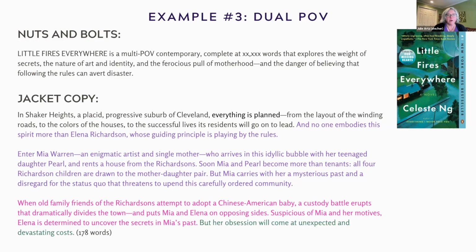So if we know that Elena Richardson is in this planned community and loves playing by the rules, we can already get a picture of who she is and how she's going to react when this enigmatic artist and single mother who is breaking all of these rules shows up on the scene. So then we get a really good idea of what the actual conflict is going to be about, this custody battle that divides the town and puts Mia and Elena on opposing sides, which of course we would expect just based on the way they're described. And then we find out, her obsession will come at unexpected and devastating costs.